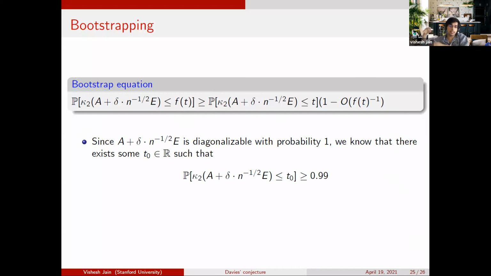So there is some t0, and this t0 is totally ineffective. There is some t0 for which I know that the probability that kappa is less than or equal to t0 is bigger than 0.99. This is just the monotone convergence theorem or something.